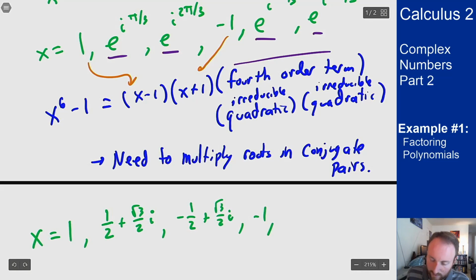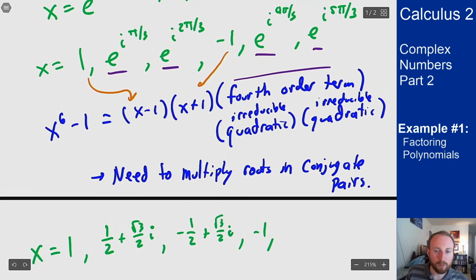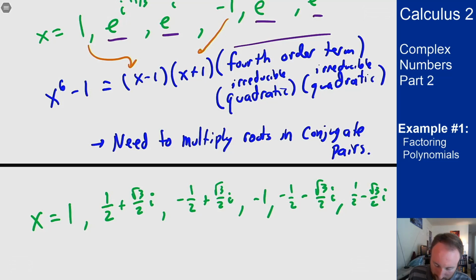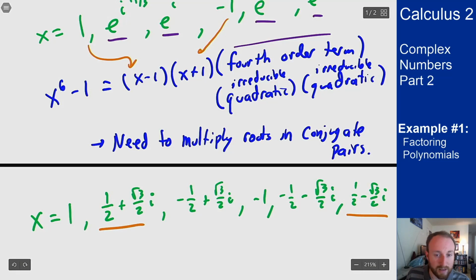Minus 1 is still minus 1. e to the i 4pi over 3: now we're in the third quadrant, so both are going to be negative. And then for e to the 5pi over 3, I'm in the fourth quadrant, so I will have a positive x and a negative y. Now we can see a conjugate pair of roots here and here because only the imaginary part has changed sign.